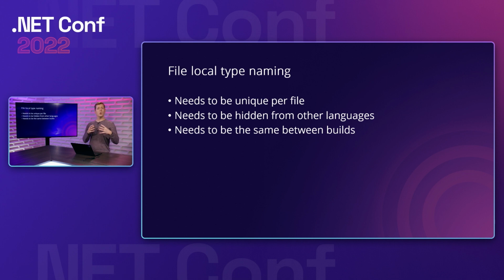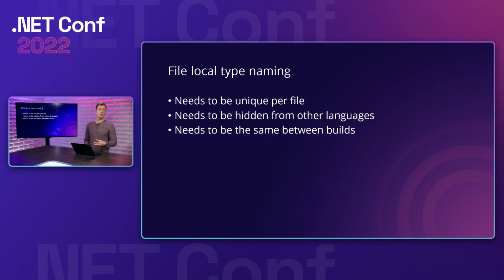As I said earlier, we have to find a way to make this work. It's great to say that this type is local to this file, but how do we make that a reality? And as we talked about before, naming is the key here. We have to find a way when we emit this type into metadata that it has a name which is local to the type. And this name has to have a couple of properties. It needs to be unique per file, it needs to be hidden from other languages, and it needs to be the same between builds. If I build my code 10 different times, I need to get the same name every time. That's just a general property of compilers that you have to have.